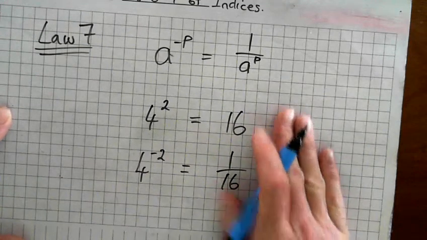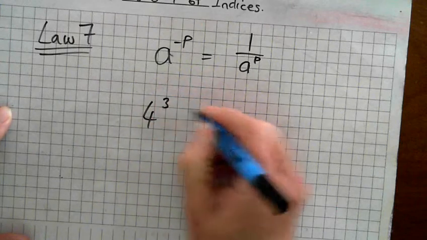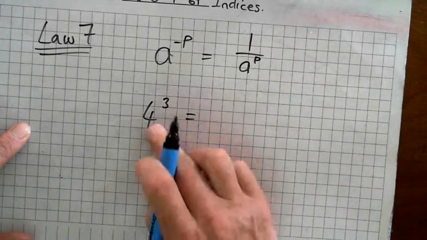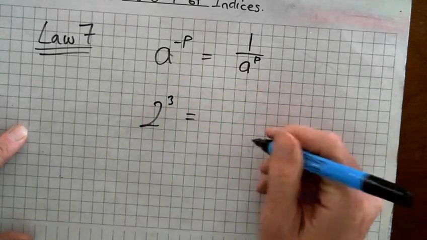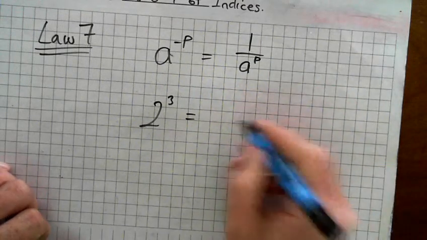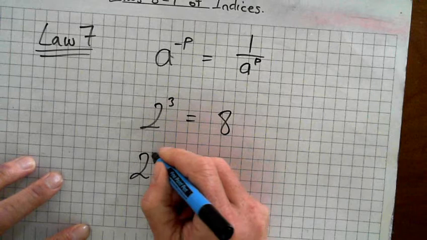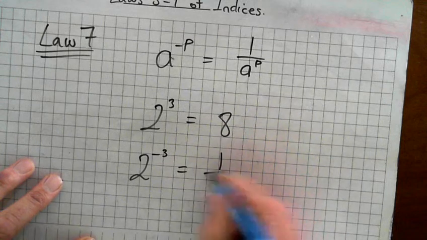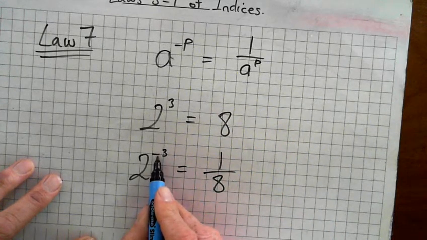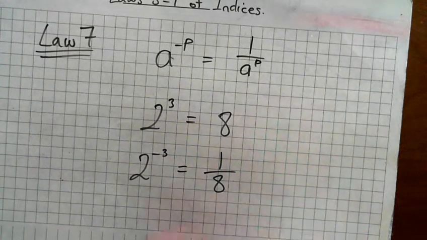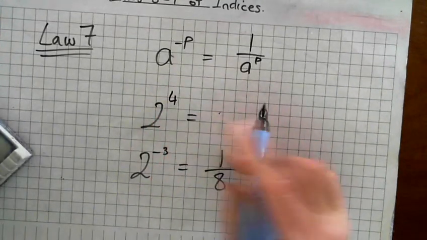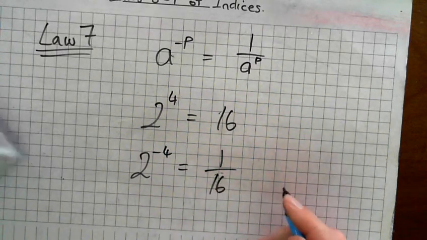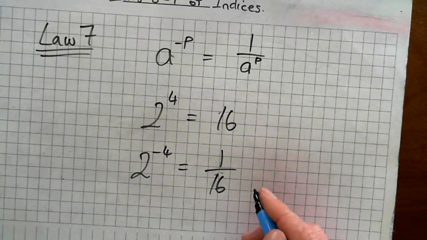So, another simple example like that. 2 to the power of 3. It's 2 by 2 by 2. What's that? 8. So what's 2 to the minus 3 going to be? Sit up. What does the minus do to it? Puts a 1 on top. Another example like that. 2 to the 4 is 16. 2 to the minus 4 is 1 over 16. Is that easy enough?